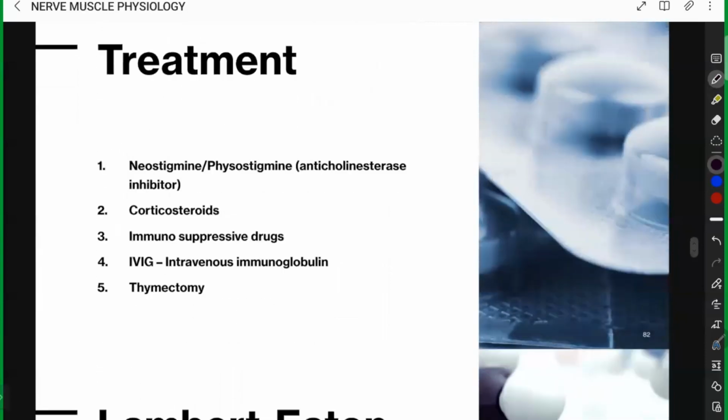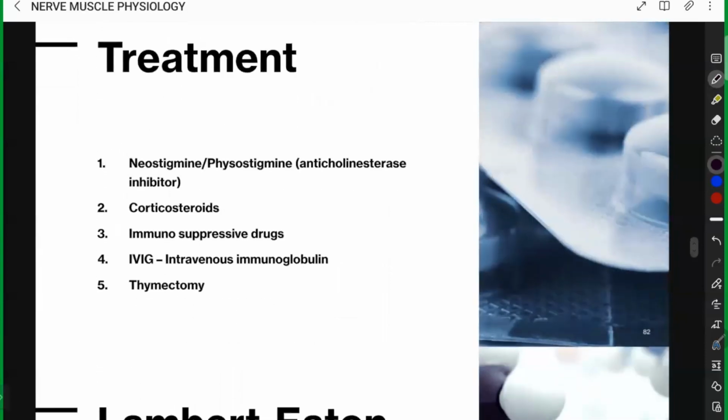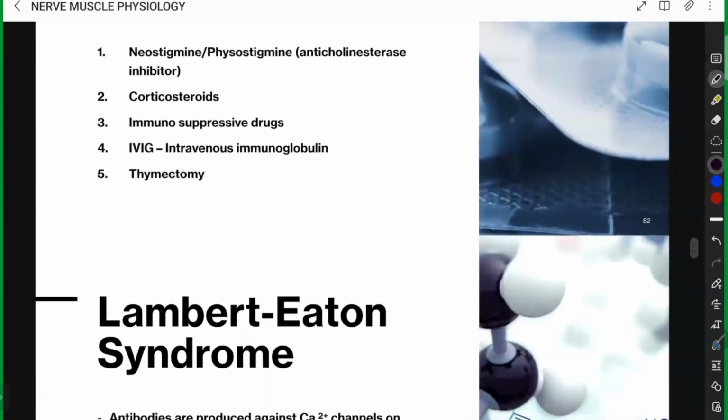What is the treatment? You can give physostigmine, corticosteroids to suppress the antibodies, and immunosuppressive drugs. All these are aimed at inhibiting the antibodies that are formed against your receptors. Then you can give intravenous immunoglobulin, or you can go for thymectomy, since the thymoma is what causes the autoantibodies.